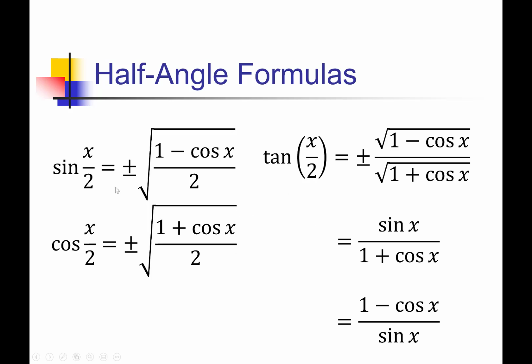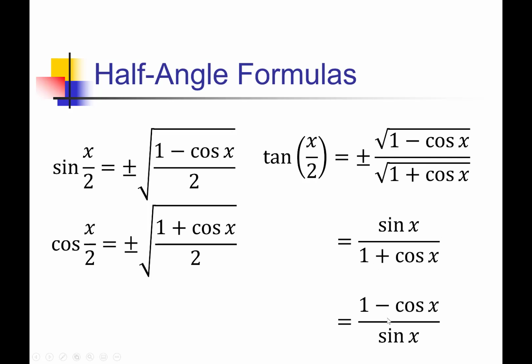Our half angle formulas are: sine x over 2 is plus or minus the square root of 1 minus cosine x over 2. Again, we have to pay very close attention to what quadrant this half angle is in. Cosine of x over 2 equals plus or minus the square root of 1 plus cosine x over 2. Again, we have to pay attention to what quadrant we're in. Tangent of x over 2 is equal to plus or minus the square root of 1 minus cosine x over the square root of 1 plus cosine x. Again, paying attention to what quadrant the angle is in.